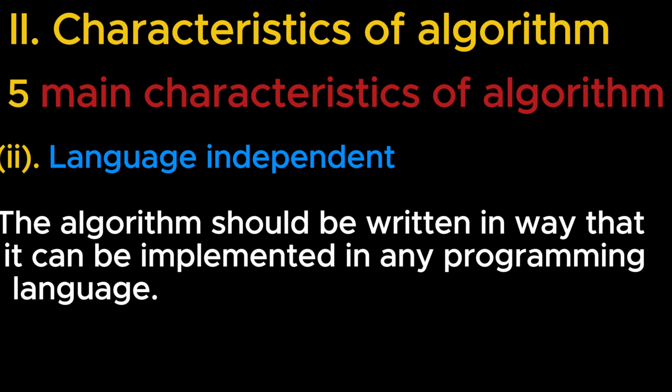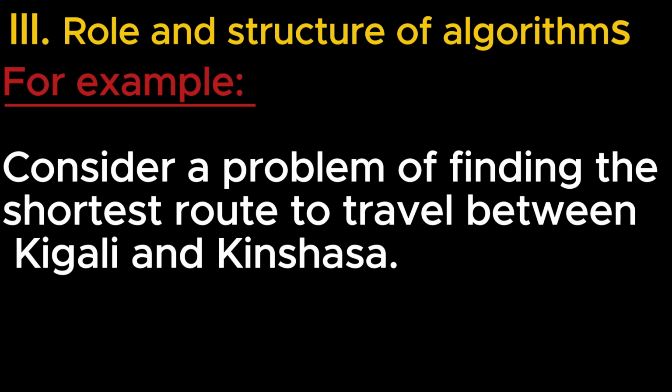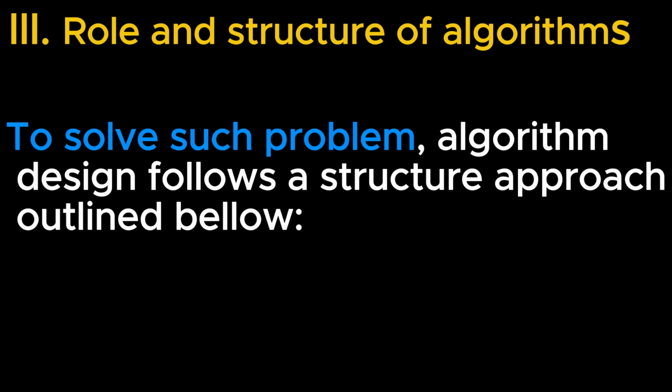Let's continue to the third topic, which is role and structure of algorithms. But before continuing, make sure that you are now able to explain what an algorithm is and to give at least 5 characteristics of an algorithm. The main role of an algorithm is to support programmers in designing and implementing computer programs that solve a problem. For example, consider the problem of finding the shortest route to travel between Kigali and Kinshasa. To solve this problem, an algorithm design follows a structured approach outlined below.